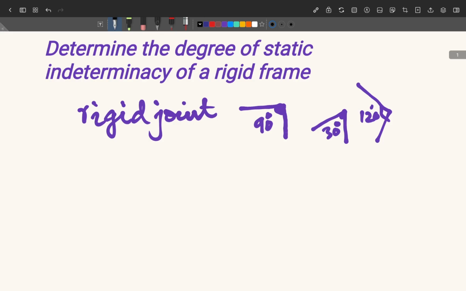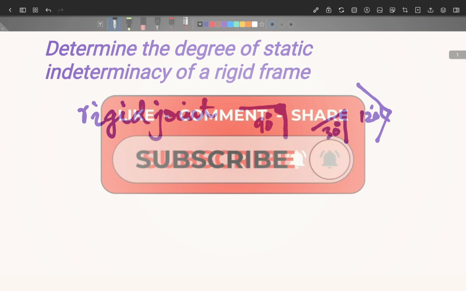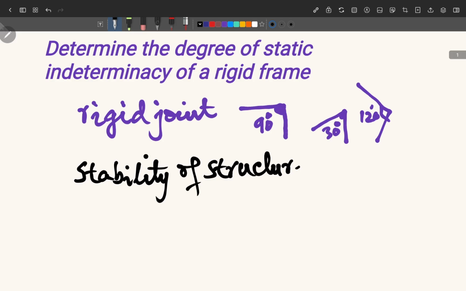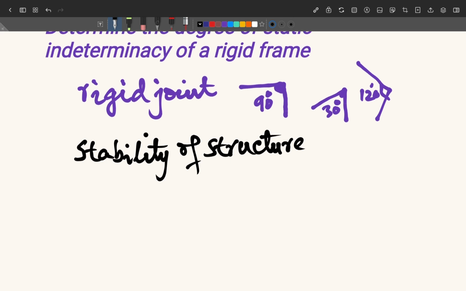with different types of rigid frames. But before coming to the degree of static indeterminacy, we must also know about the stability of a structure. Stability of any structure, whether it can take the load or not. So if the structure is stable, then we will calculate its degree of indeterminacy. Otherwise, there is no need, because it will not be able to take the load. So in that case, there are three conditions which we must check for any structure.